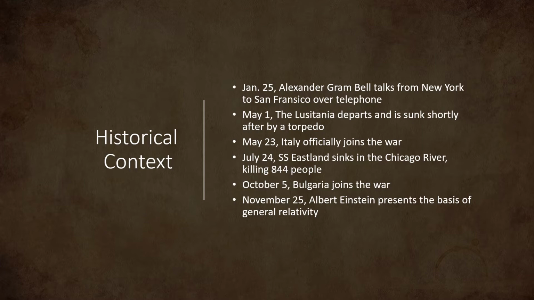On the 24th of July, the SS Eastland sinks in the Chicago River while docked, killing 844 people, and to this day this is still the deadliest crash in the Great Lakes area. On the 5th of October, Bulgaria ends up joining the war, and on the 25th of November, Albert Einstein presents the basis of general relativity.